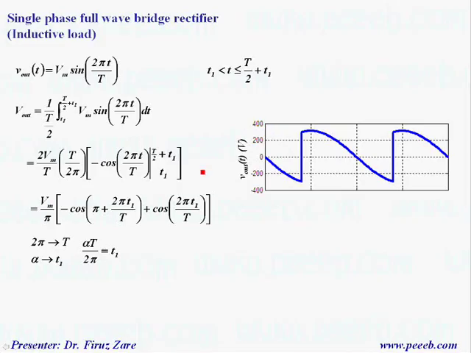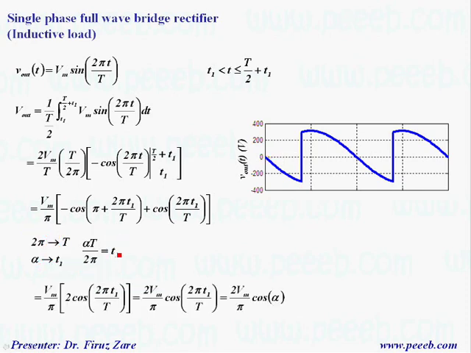So we can define this equation in terms of the firing angle, because if this is the firing angle, that means this point in the time domain is t1. Because one cycle can be defined as 2 pi, we can say that alpha in this frame equals t1 in the time frame. Then we can find t1 in terms of alpha and T.